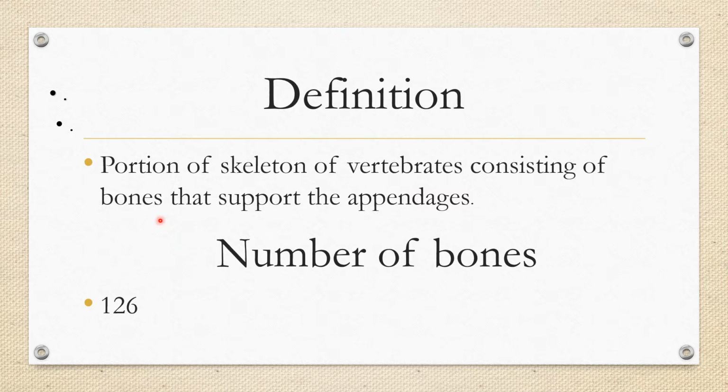And which bones will be included in the appendicular skeleton? The bones that support your arms and hands, and your legs and feet will count in the appendages. So the total number of bones in the appendicular skeleton will be 126. We will go through these bones one by one.